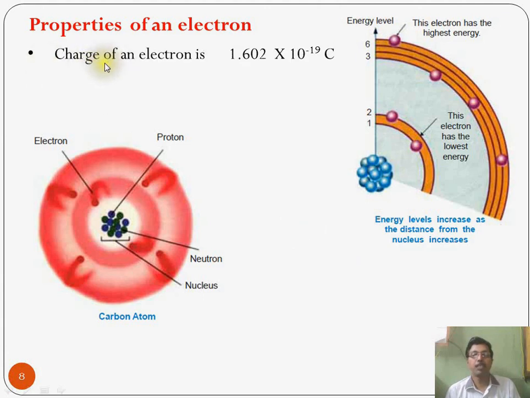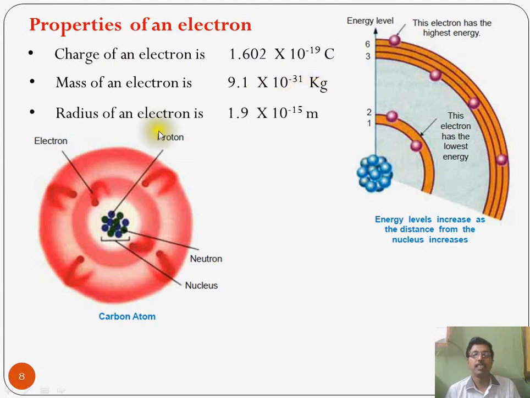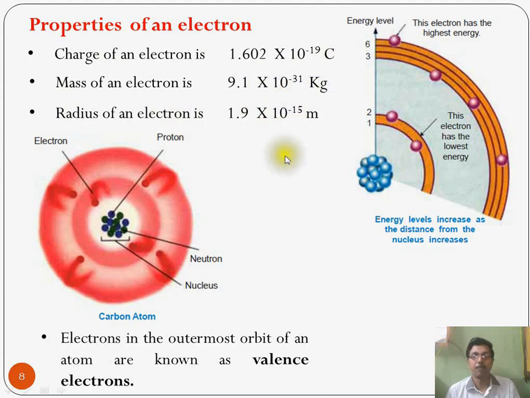Some properties of an electron: the charge of an electron is 1.602 x 10^-19 coulomb, and the mass is 9.1 x 10^-31 kilogram. The radius of an electron is 1.9 x 10^-15 meters.